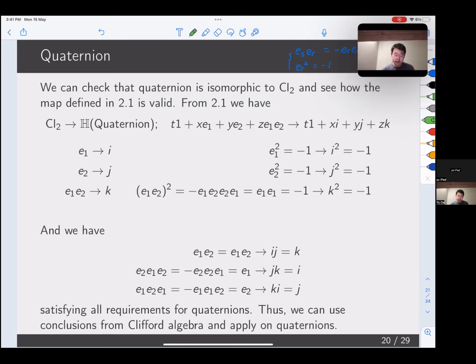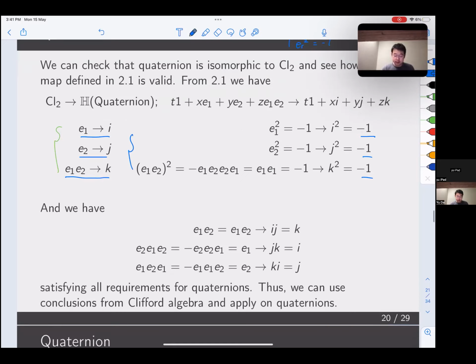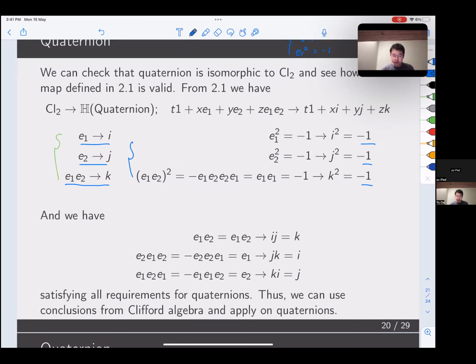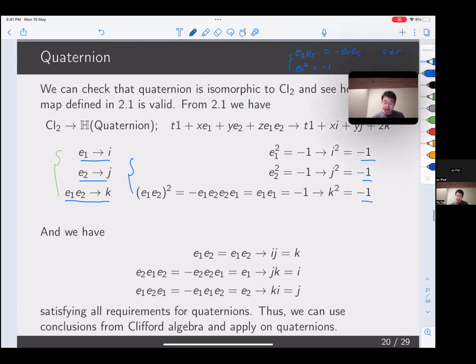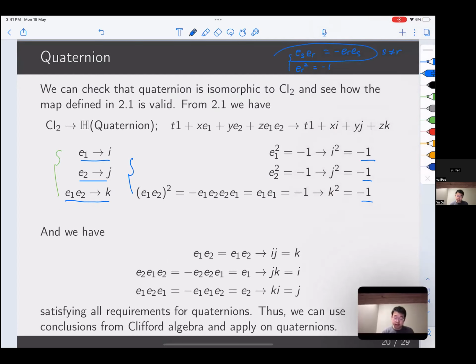So we can see that we map e2e3 to i, e3e1 to j, and e1e2 to k. And obviously the square of each is just -1. That's great. And also we have the part that e_s e_r equals -e_r e_s. We can show it here, it's corresponding to the ij equals k, jk equals i rule.